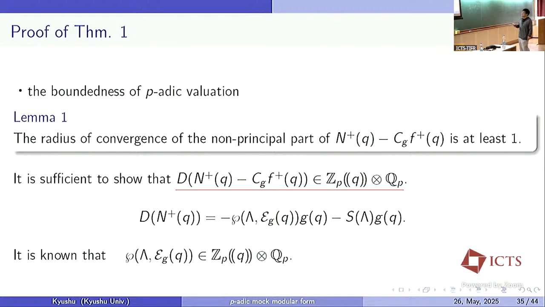Firstly, we treat Dn plus q. By the definition of n plus q, Dn plus q is equal to minus p epsilon zq times zq minus s lambda zq. It is well known that zq has bounded denominators, and furthermore, we can show this pair is in GPQ tensor QP by an easy consequence, but I will omit the details here.